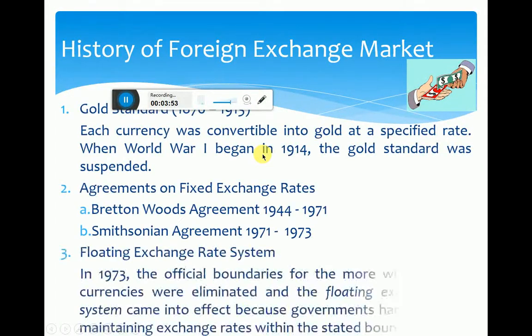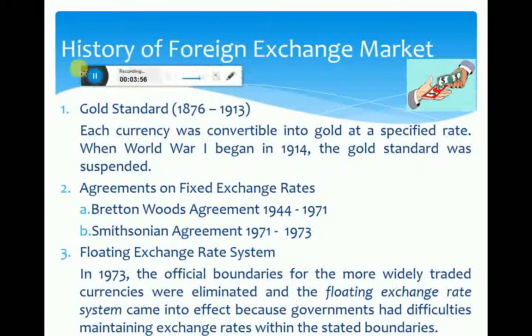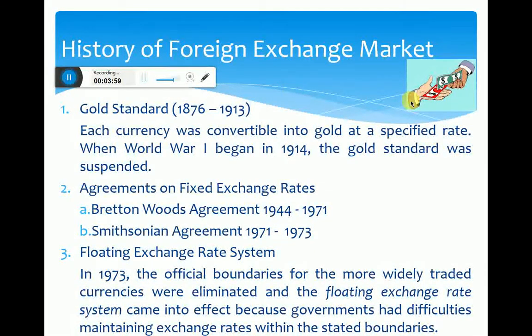Number 1 is the gold standard. That's basically the first stage of the foreign exchange market. In this period, there was no dollar as a global, standard currency. Rather, it was gold, based on which different currency rates were specified, and it basically started in 1876 and ended in 1913, which was before World War I.